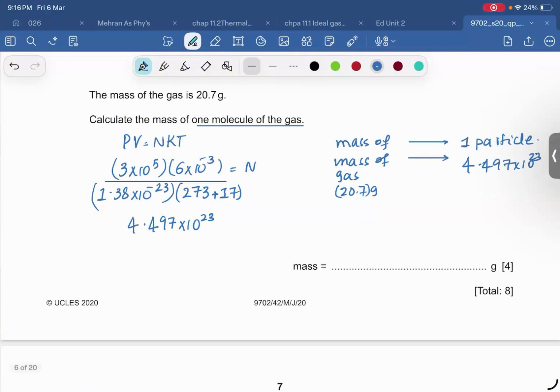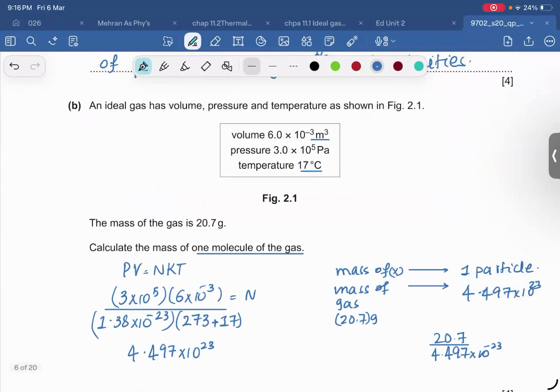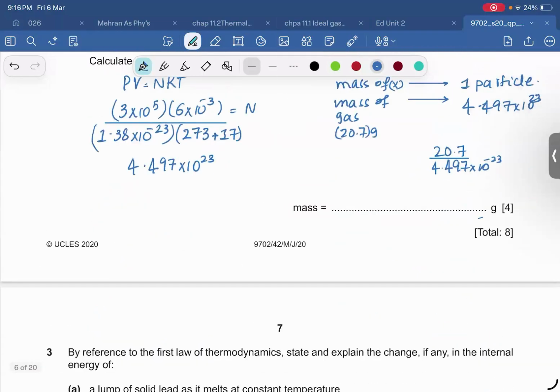So 20.7, and they're asking in grams, so you don't have to convert it into anything else, divided by 4.497 exponent 23. I am getting 4.6, and now everything is in 2 SF, so I am writing my answer in 2 SF as well: 4.6 exponent negative 23. Okay, fine. That's it.